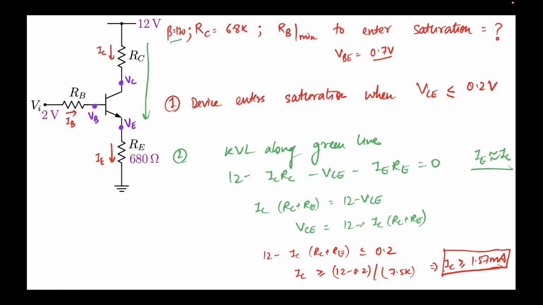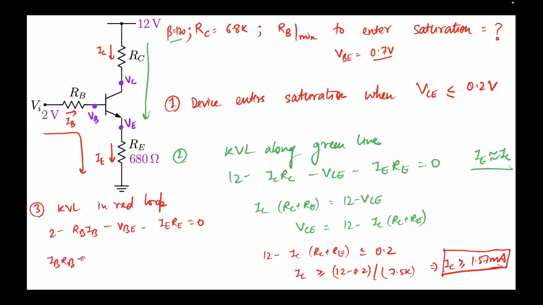Now we'll use this information and apply KVL along this loop. This will be step 3, KVL in the red loop. We'll write 2 minus RBIB minus VBE minus IERE equal to 0. We know IC, so effectively we know IB and IE also. So I'll rearrange these terms: IBRB plus IERE, and we saw this expression earlier also, equals 2 minus 0.7, because VBE is 0.7. This is 1.3.